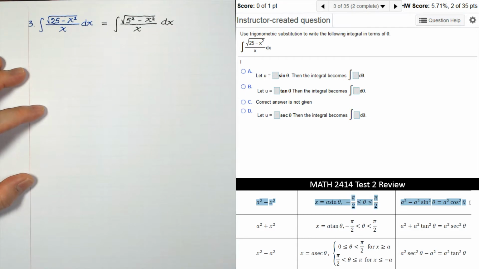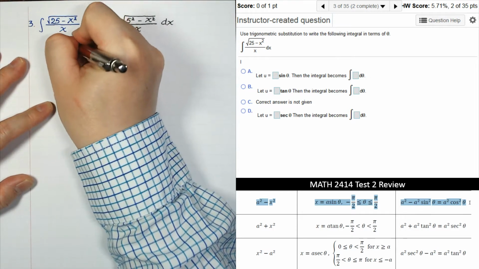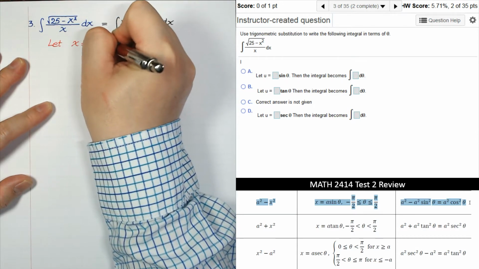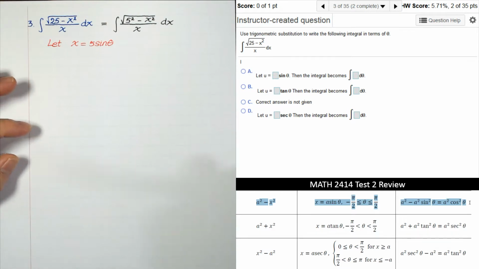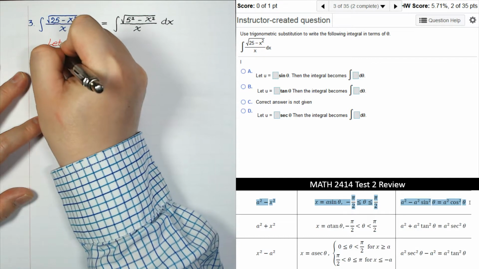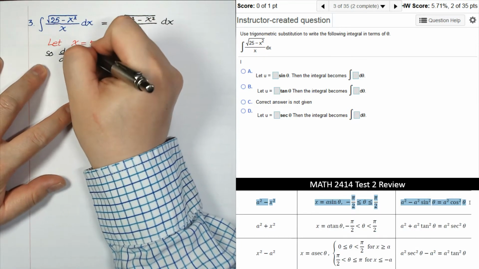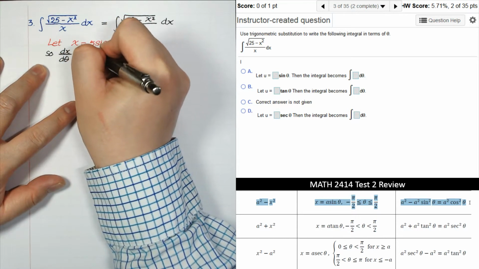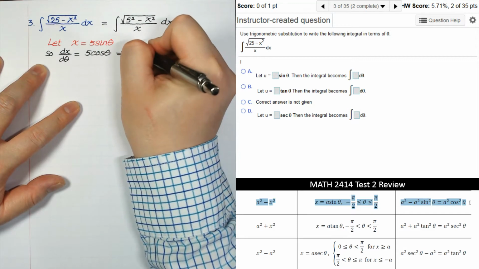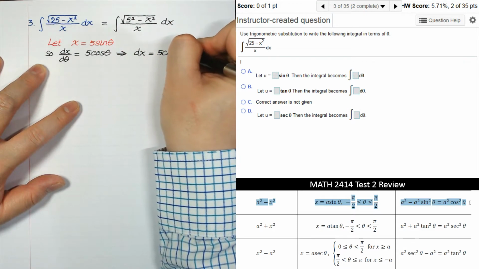Right, so the substitution is going to be x equals 5 sine theta, and then we'll take the derivative. It's going to be 5 cosine theta. Move the d theta over, so dx equals 5 cosine theta d theta.